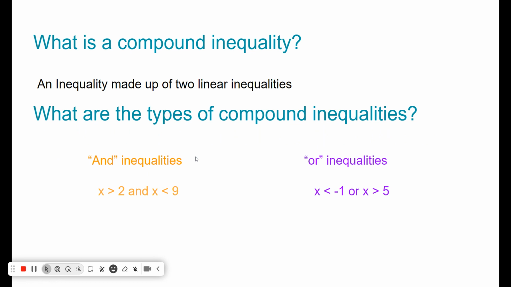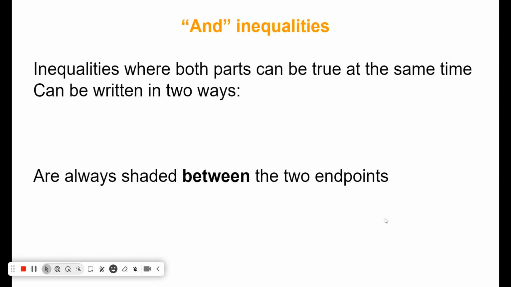We have an AND inequality: x is greater than 2 and x is less than 9. So we're using the AND there. And we'll get into some examples here in just a moment. AND inequalities are inequalities where both parts can be true at the same time, but they can be written in two ways. We have this one on the left where you see the word and: x is greater than -5 and x is less than 3.